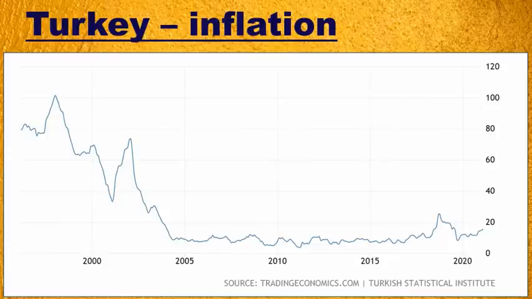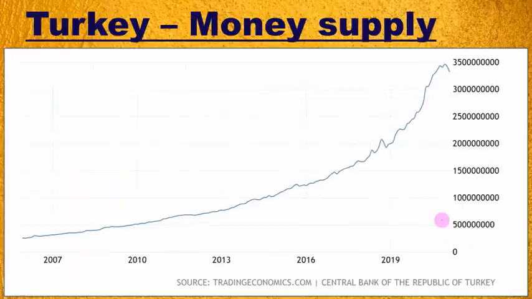Let's move on to look at Turkey, which has seen a rise in inflation from single figures to double figures. So here it was roughly single figures, and it went up to over 25% here. And this peak here occurred in 2018. As with Argentina, the money supply has been increasing, and again we've got this steep curve going upwards.